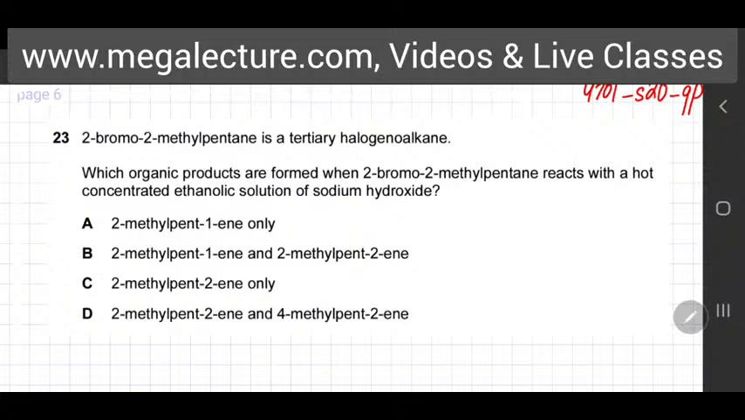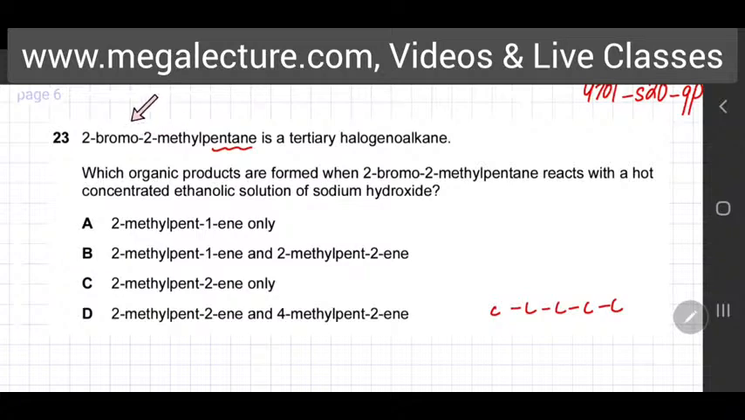The following question reads that there's 2-bromo-2-methylpentane and it's a tertiary halogenoalkane. So let's quickly draw this. So you've got 2-bromo-2-methylpentane. We're going to focus on the main chain, which is pentane. So that's 1, 2, 3, 4, and 5 carbon atoms. Pent is 5.